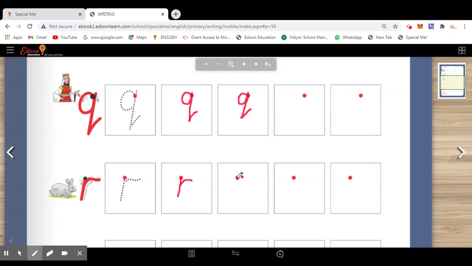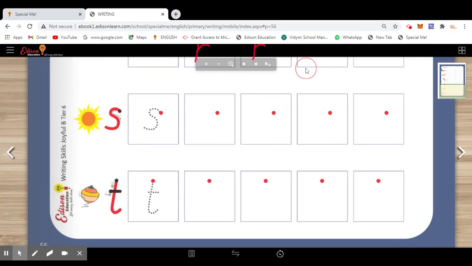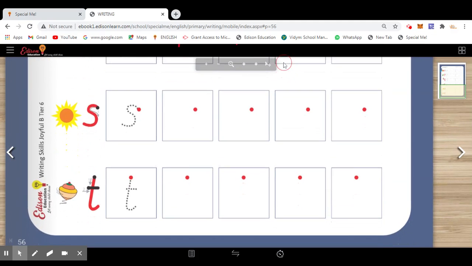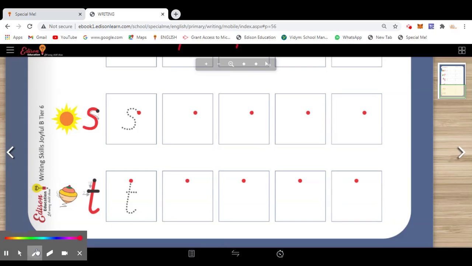Now again you have to make letter R. Rabbit. Now look at the next letter. Which letter is this? This is letter S. This is letter S. And S is a phonic sound of letter S.